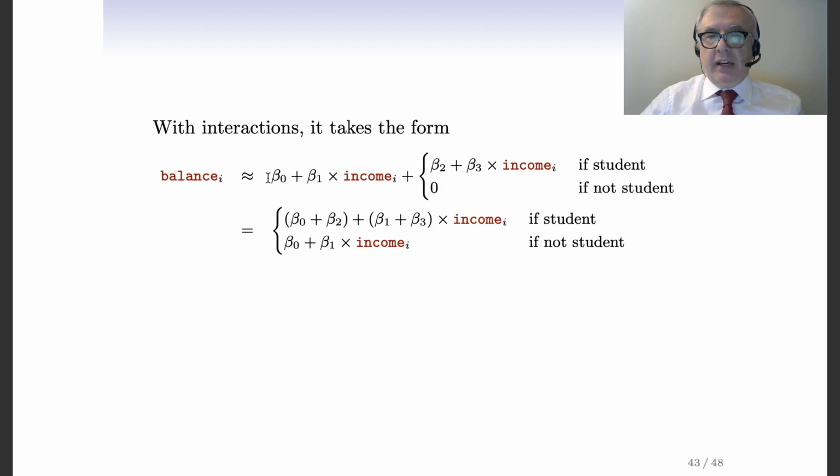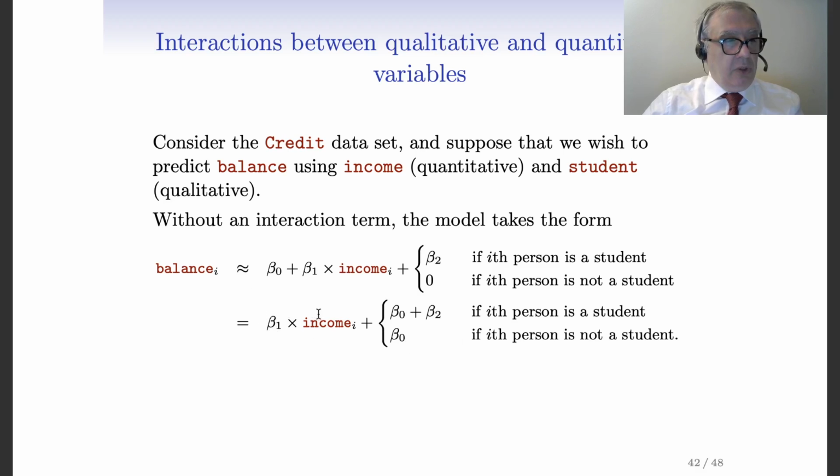Now, let's rewrite the model in the two cases, okay? So, if we have a student, we have beta 0 plus beta 2, so this is the intercept for the student persons, plus beta 1 plus beta 3 times income. So, this time we have a specific intercept and a specific slope for the students. On the other hand, if the person is not a student, we just have beta 0, which is the intercept, and beta 1 times income, which is the slope. So let's go back. All right. Here we had a model with the same slope for students and not students and different intercepts.